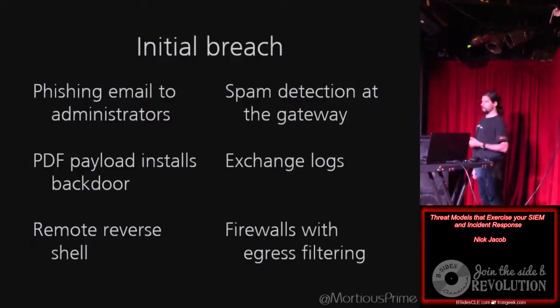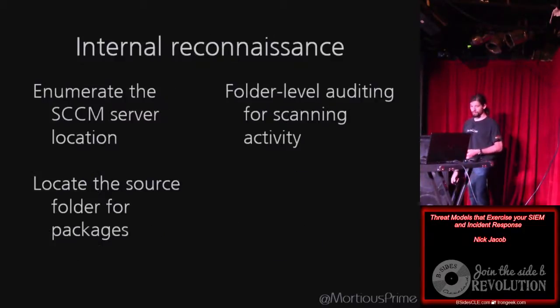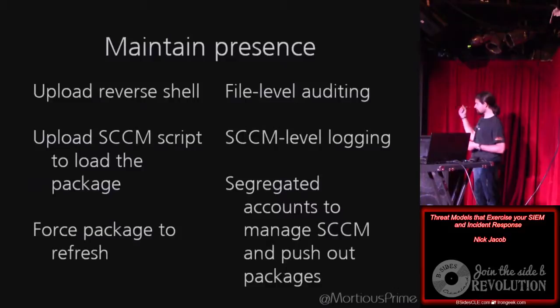We have spam detection at the gateway to detect the malformed PDF. We have Exchange logs that we can look at to see when this occurred and who was infected so that we can follow that attack down. And we have firewalls with egress filtering to prevent the reverse shell. Then we have folder level auditing for the scanning activity. We're going to be able to detect when the configuration manager's source folders were altered at all. And we include all of these levels of auditing so that we can tell what changes occur when.